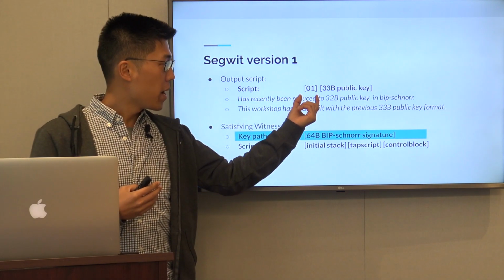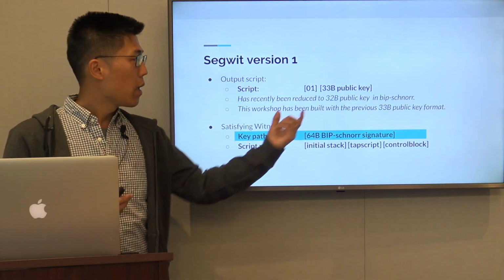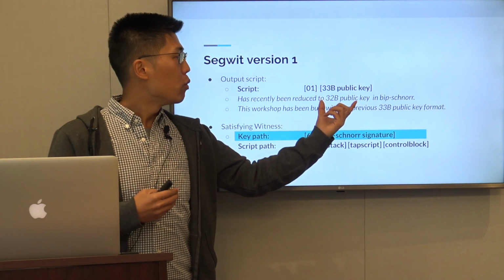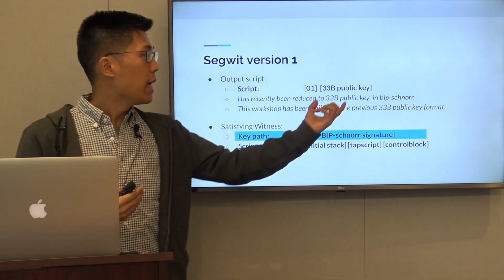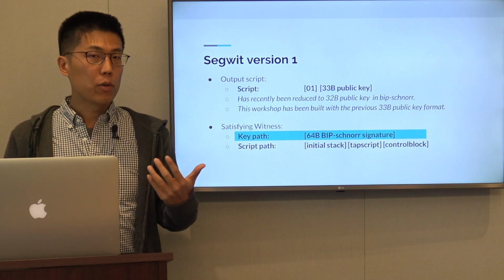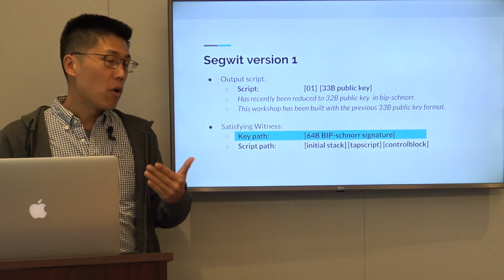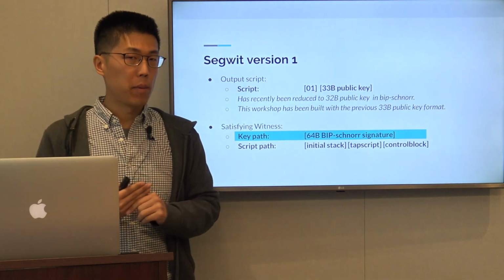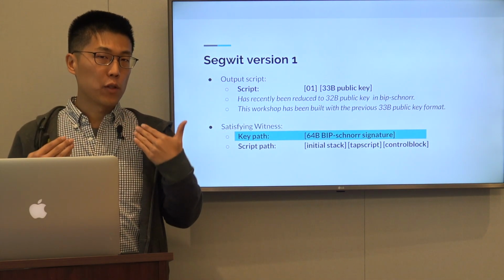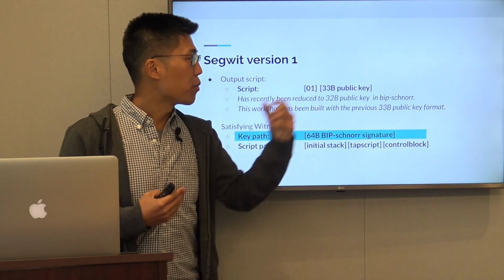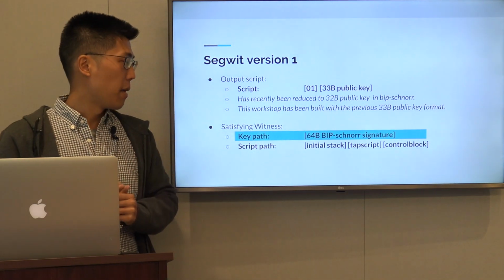We have a SegWit version byte, which has been bumped up to 1 now. And we have our witness program, which in the case of SegWit version 1 is a 33-byte public key. Now the BIP Taproot or the BIP Schnorr continues to evolve, and it has in the meantime been updated to a 32-byte public key. But for the purposes of this workshop and the tools that we're using, we're going to continue to work with a 33-byte public key, but the idea remains the same.